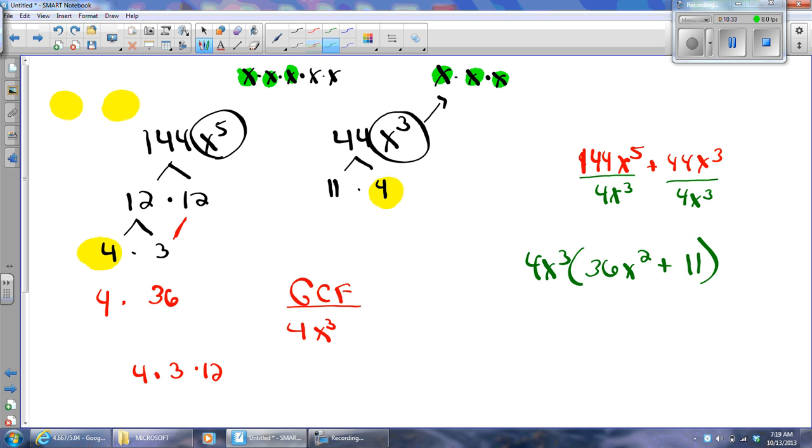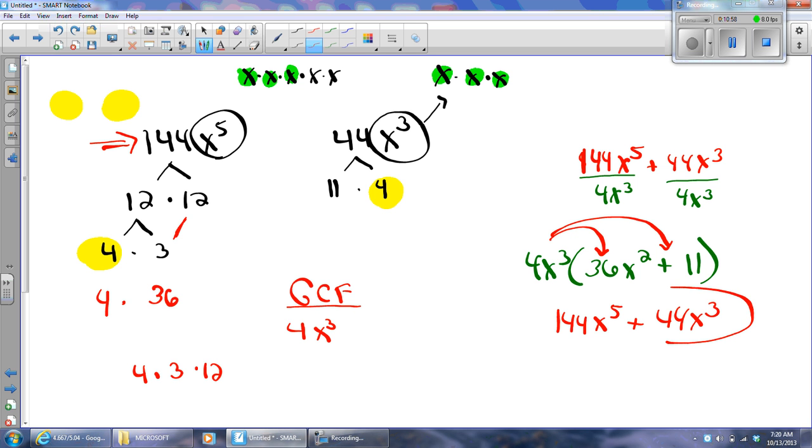To check my answer, all I have to do is distribute. Multiply here, multiply here. If I get this problem, the black problem, I did it right. Well, 36 doubled is 72, doubled is 144. X cubed times x squared is x to the fifth, plus 4 times 11, 44, x cubed, and there you go, it matches perfectly. Okay, so that's how I think about it. If you don't know your multiplication facts, this becomes much more difficult. You'll need to practice that.